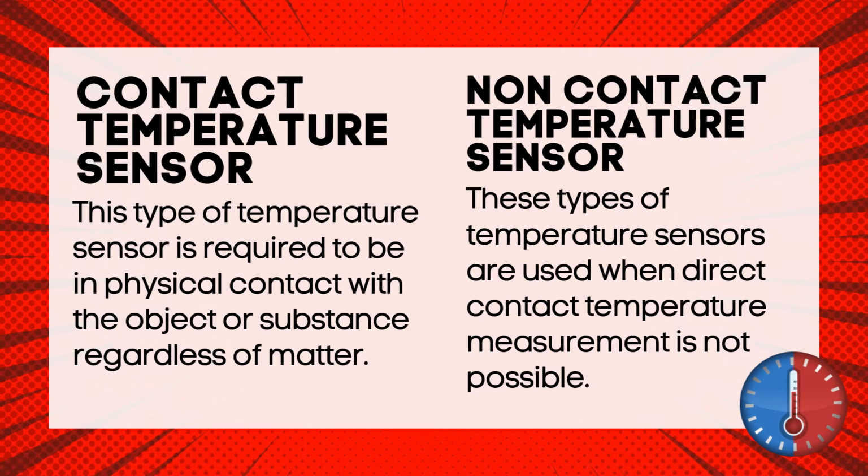The other type of temperature sensor is the non-contact temperature sensor. This type of temperature sensor is used when direct contact temperature measurement is not possible. Non-contact temperature sensors detect and convert emitted infrared radiation into a signal that is readable by either an observer or a device.